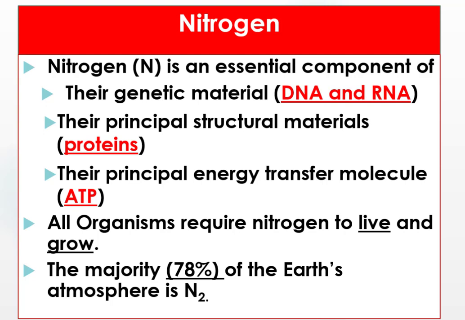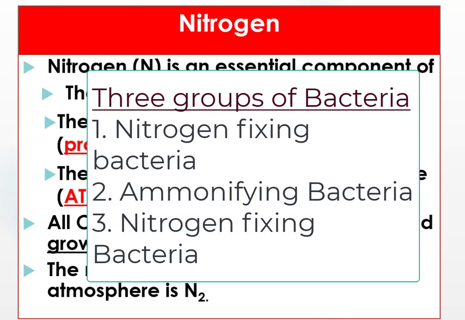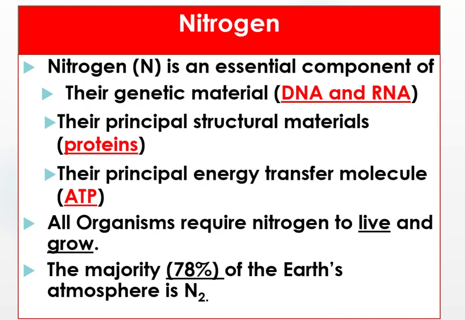There are three types of soil bacteria that play an essential role in supplying plants with nitrogen. These three groups of soil bacteria are nitrogen fixing bacteria, ammonifying bacteria, and nitrifying bacteria. For animals, the ultimate source of nitrogen is nitrogen containing organic compounds synthesized by plants, algae, or other microbes.